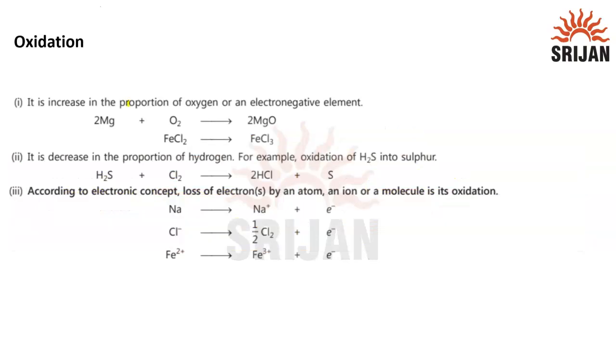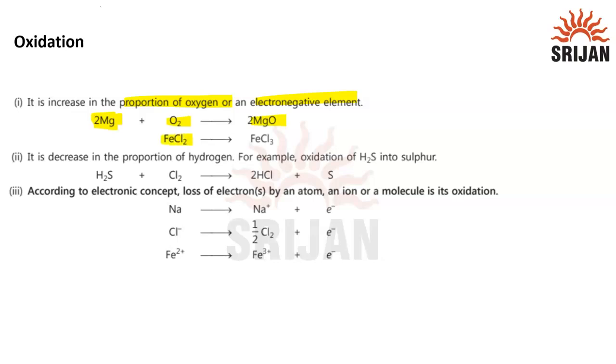So it is simply an increase in the proportion of oxygen or an electronegative atom. For example, magnesium on reacting with oxygen will give us magnesium oxide. Here we are able to see that on the reactant side magnesium is alone, but on the product side we have oxygen along with the magnesium. So we will say that magnesium has been oxidized.